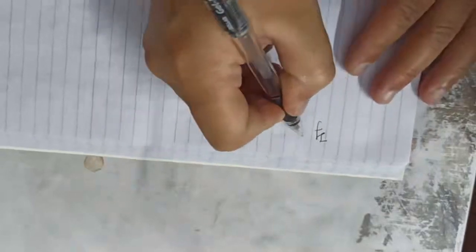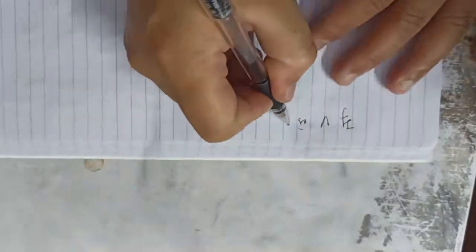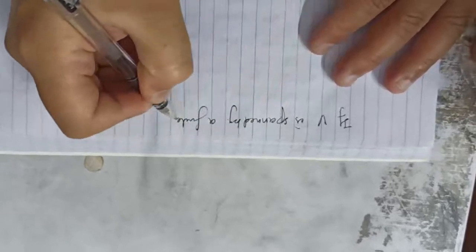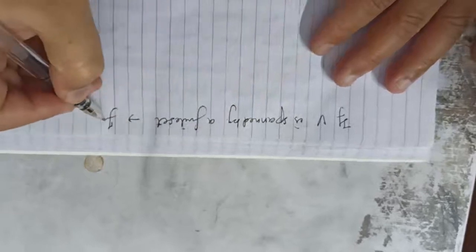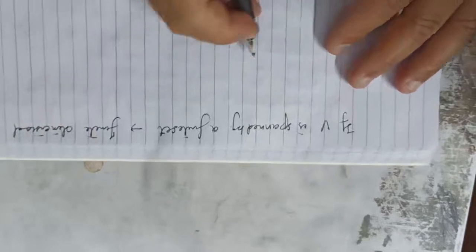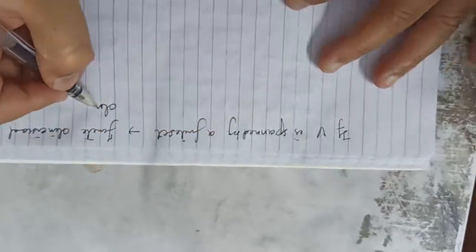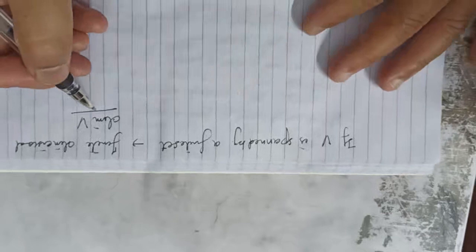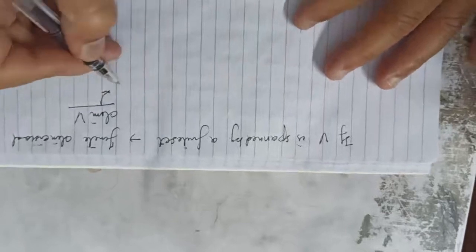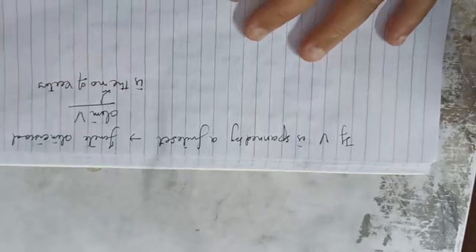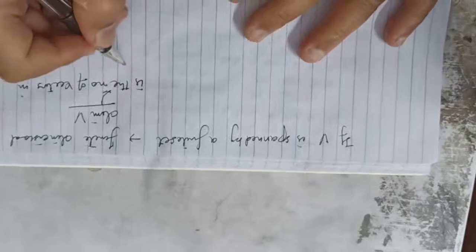Similarly, if V is spanned by a finite set, then we say V is finite dimensional, and we write this as dim V. So dim V is the dimension of V, which is the number of vectors in a basis of V.